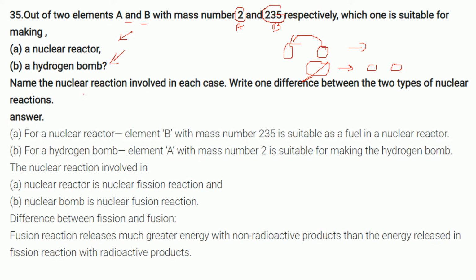So here, for a nuclear reactor, element B, with mass number 235, is suitable as a fuel. For a hydrogen bomb, element A with mass number 2 is suitable. So the nuclear reaction involved in a nuclear reactor is nuclear fission, while in a hydrogen bomb it is nuclear fusion. What is the difference between nuclear fission and fusion? Fusion reaction releases much greater energy with non-radioactive products than the energy released in the fission reaction with radioactive products.